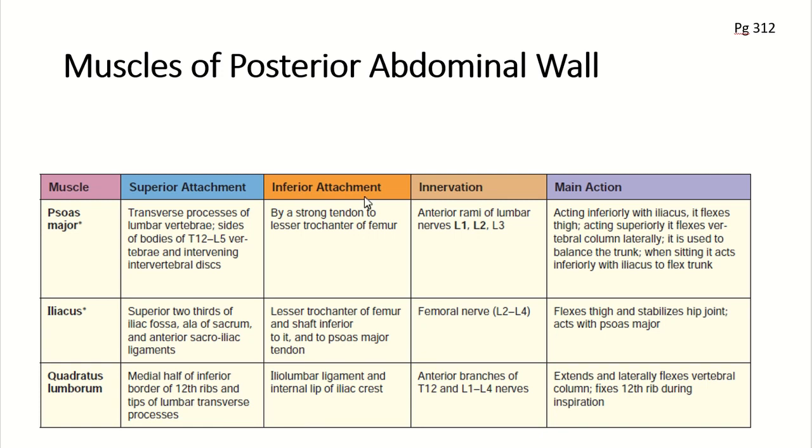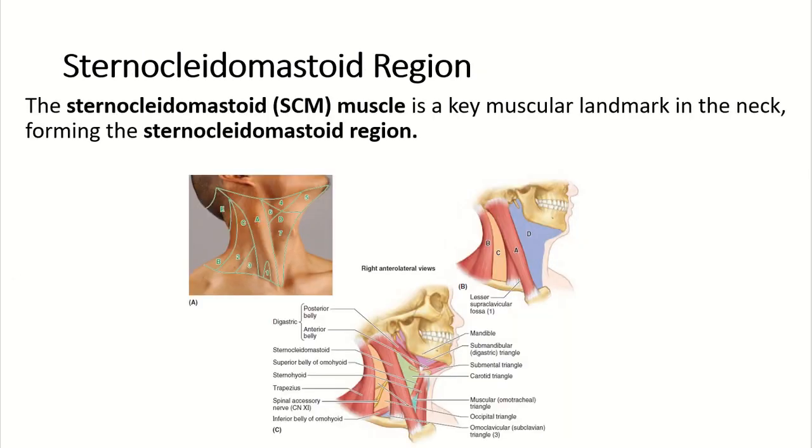Okay? Now, this is a muscle that everyone loves to talk about, the sternocleidomastoid, otherwise called the SCM. The sternocleidomastoid muscle is a key muscular landmark in the neck, and it forms the sternocleidomastoid region. So what I want you to look at while you're on this slide is, of course, its origin and its insertions, but in order to do that, I want you to think about what it actually divides.